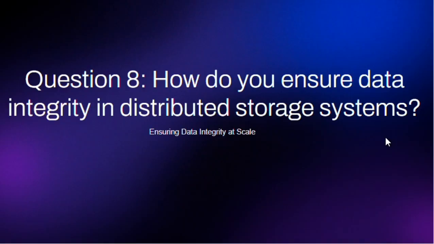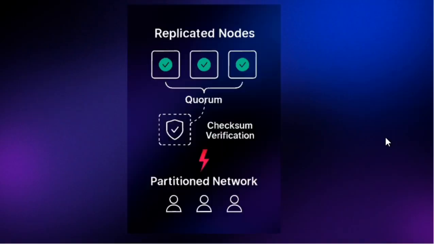Question 8. How do you ensure data integrity in a distributed storage system? Data integrity requires replication, versioning, and consistency checks. Quorum-based writes and reads prevent stale data from being served. Implement checksums and reconciliation jobs to detect corruption or divergence.